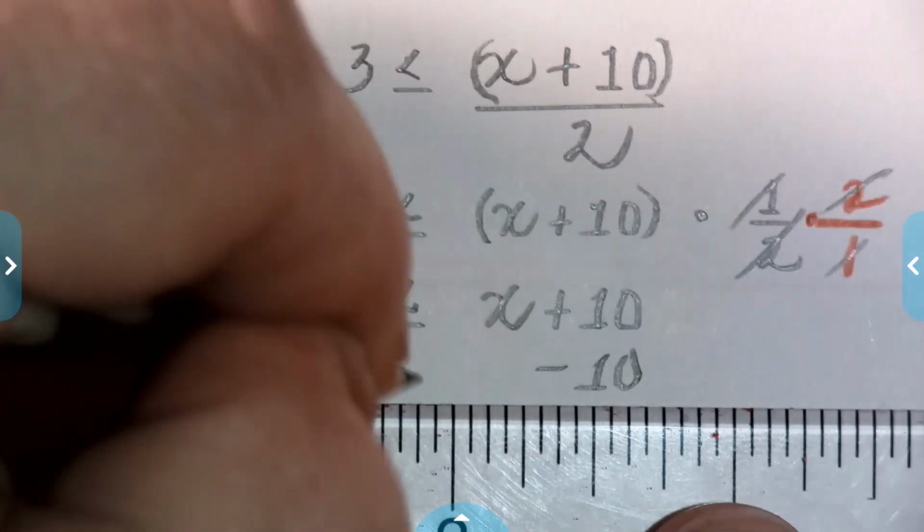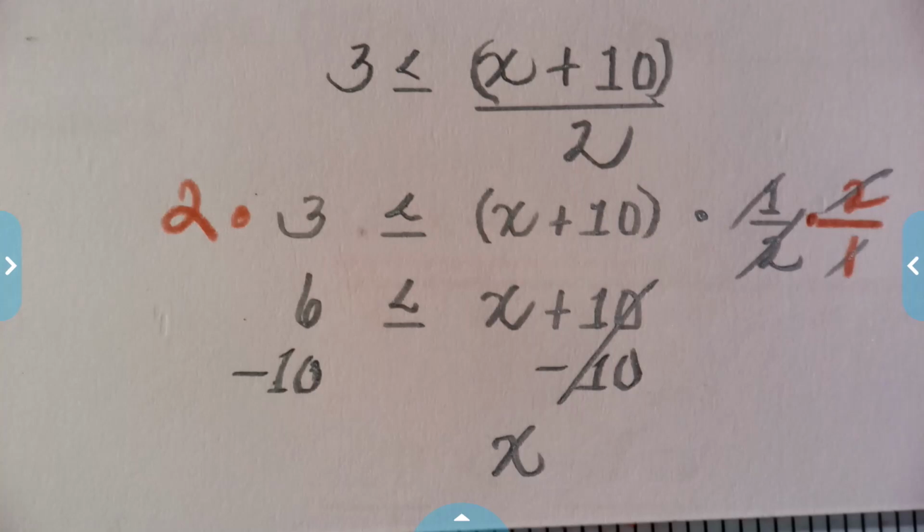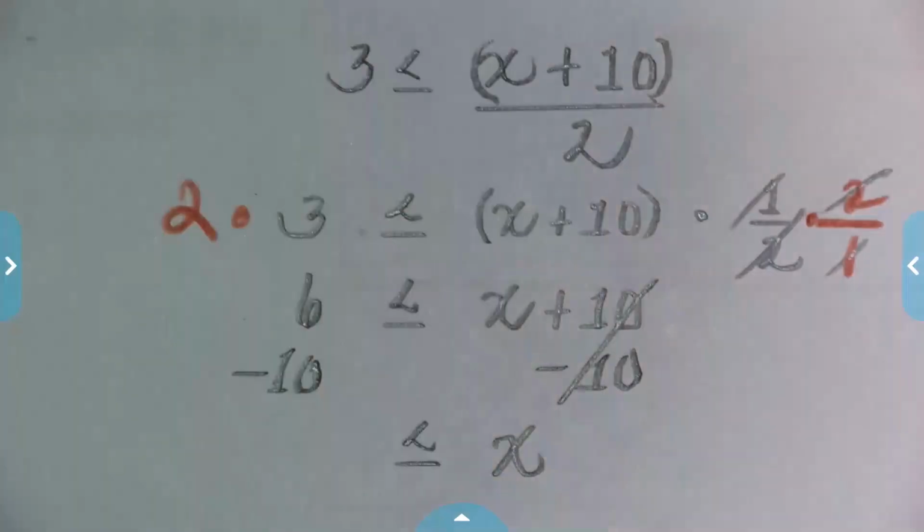And that cancels out the 10s. I get x by itself. 6 minus 10 is negative 4. Okay? It's like saying 10 minus 6 is 4, but put a negative sign. So remember, we're reading backwards here, so be careful.